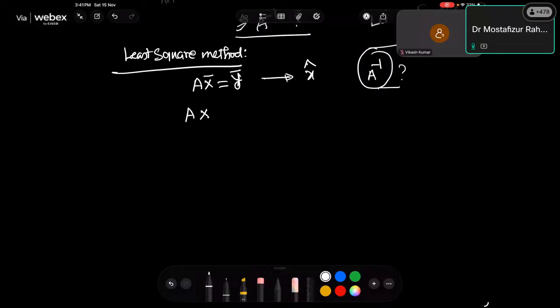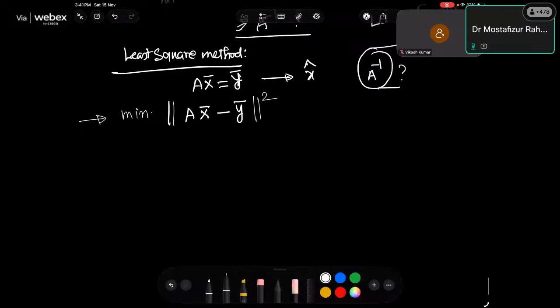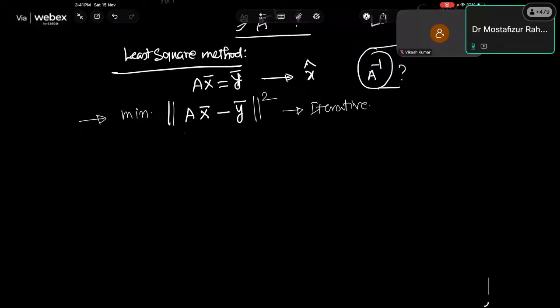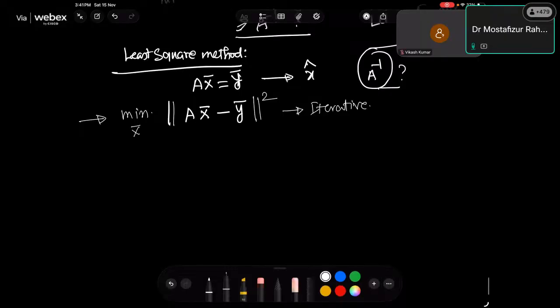So there might be some error in the calculation, and I need to minimize this, right? This is basically the actual way of solving this equation. So how can we minimize the error? You can use any iterative method to solve this, or you can minimize over X and get the solution X hat using calculus, right?